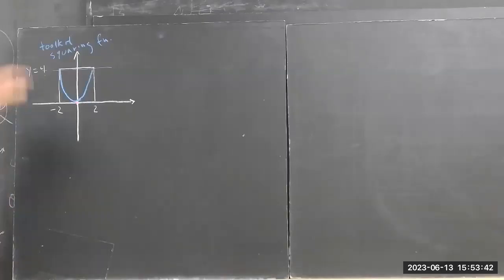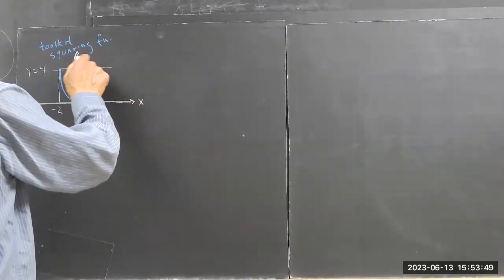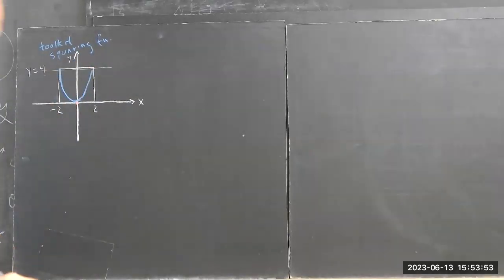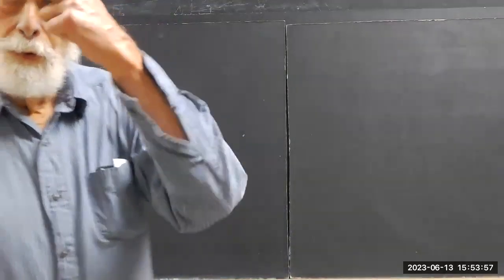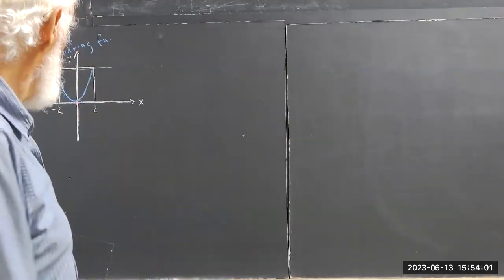Okay, here we have a toolkit squaring function, and we've actually sketched it explicitly on an XY coordinate system with the red dot at the origin. Now I'm going to randomly pick a point. Okay, I'm going to do this. I'm not looking, not looking, not looking. Okay, there's a point.